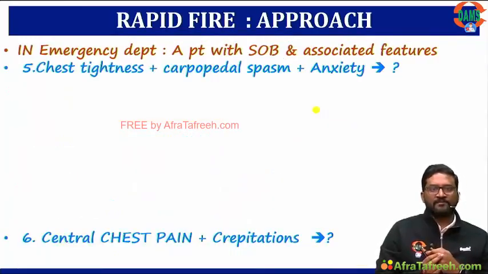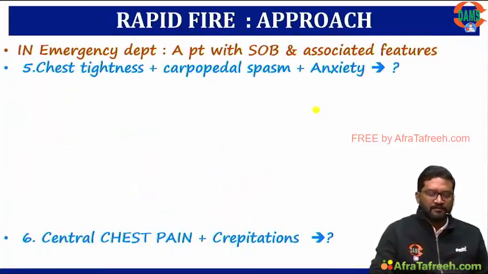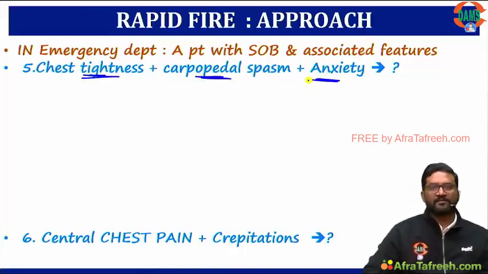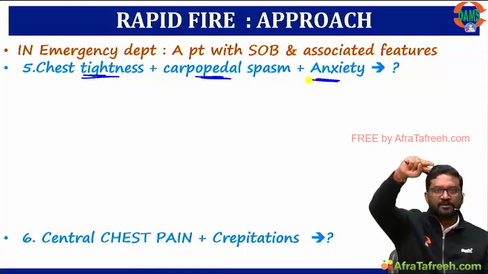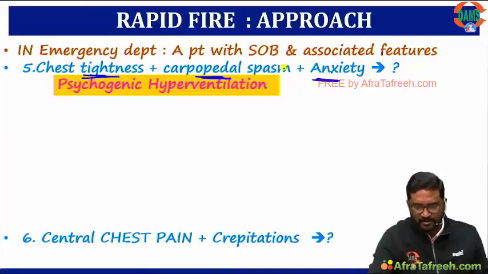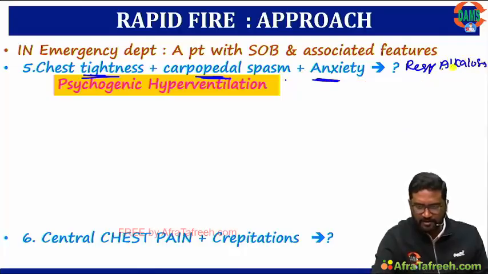Then in the emergency department, a young female with shortness of breath, chest tightness, carpopedal spasm and anxiety. So there is spasm, tetany. It can be due to hypocalcemia. Psychogenic hyperventilation. Usually responsible is respiratory alkalosis. Any alkalosis can cause it, but it is generally seen with respiratory alkalosis.